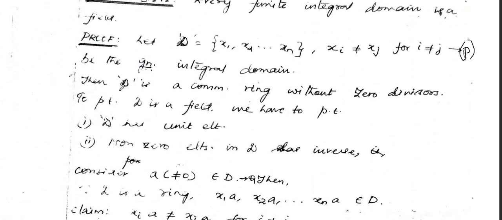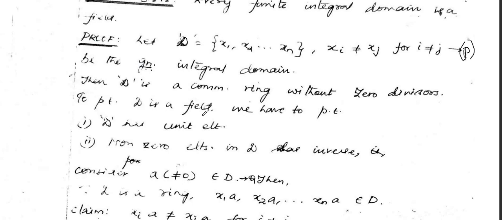So we will consider D to be the given integral domain with finite number of elements, say x1 to xn, with distinct elements. That is, xi is different from xj for i not equal to j. We shall name this statement as statement P. Now D is a commutative ring because, by the definition of integral domain, it should be a commutative ring without zero divisors.